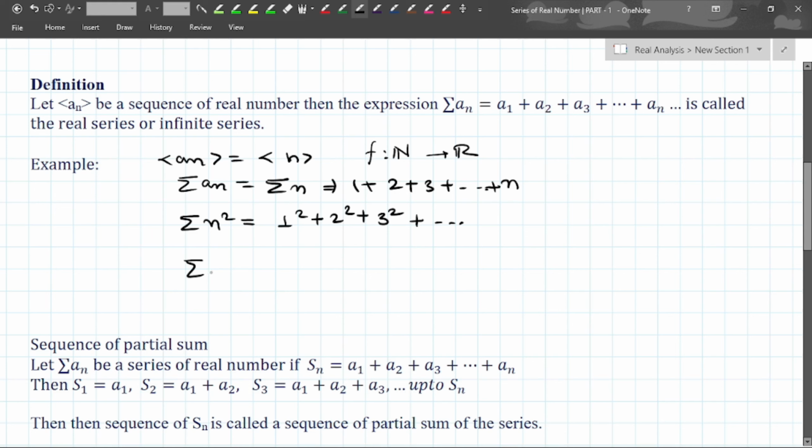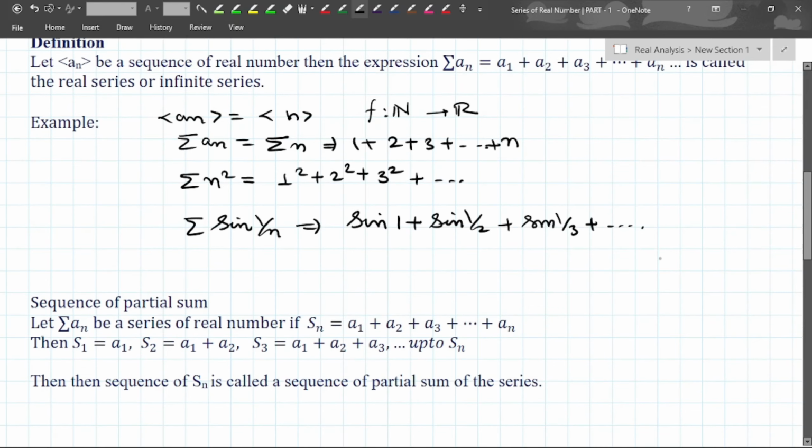Let's say if I take the sequence sine of 1 by n, then the series is nothing but sine 1 plus sine 1 by 2 plus sine 1 by 3 and so on. So it is something like that. We can take these as examples or as the definition of the series.